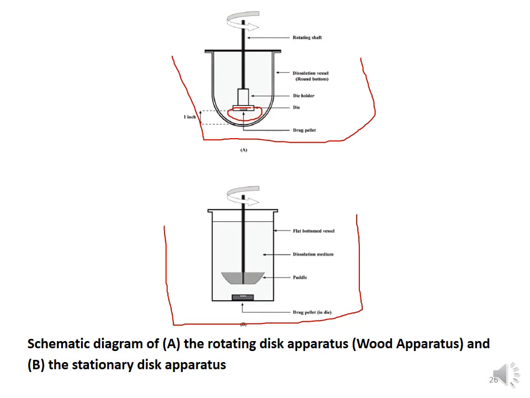In the stationary disc apparatus, the tablet is compressed using a tablet press and then transferred to a holder. This is the holder, mounted in a water-jacketed dissolution apparatus equipped with a motor operating at a certain rotation per minute. In this case, the paddle is rotating while the tablet is stationary. In the Wood apparatus, the tablet is rotating with the shaft.